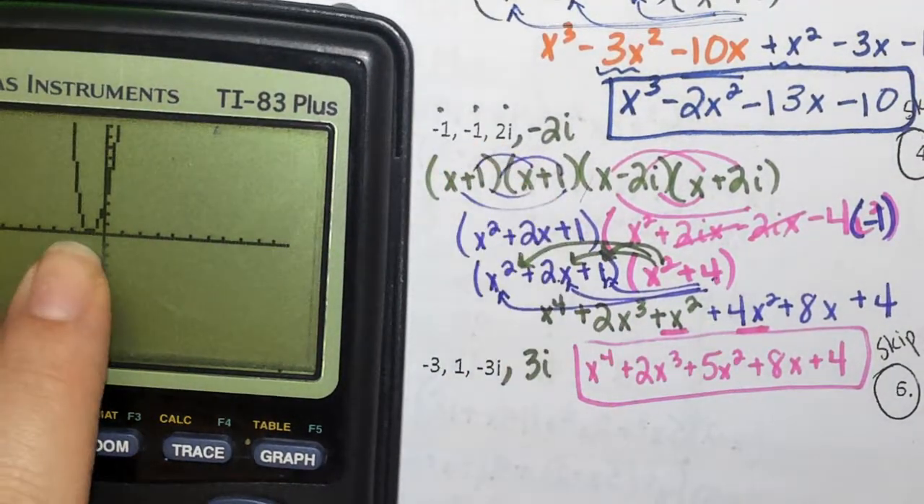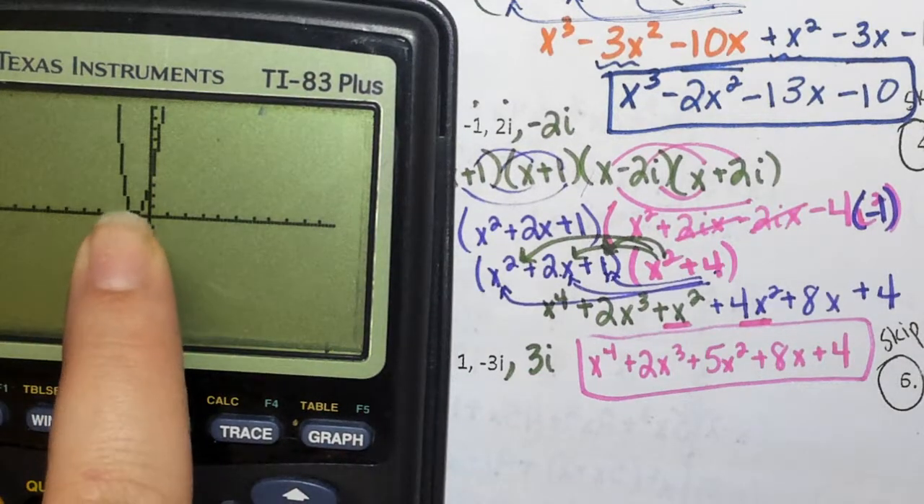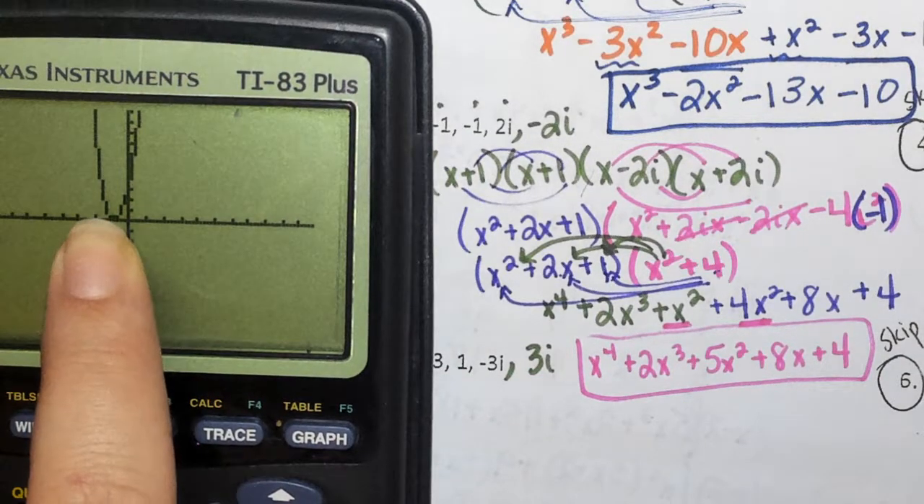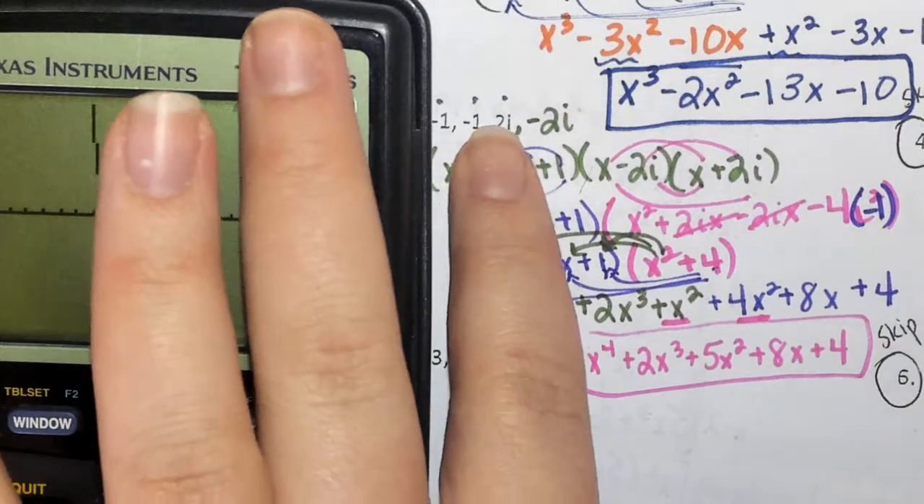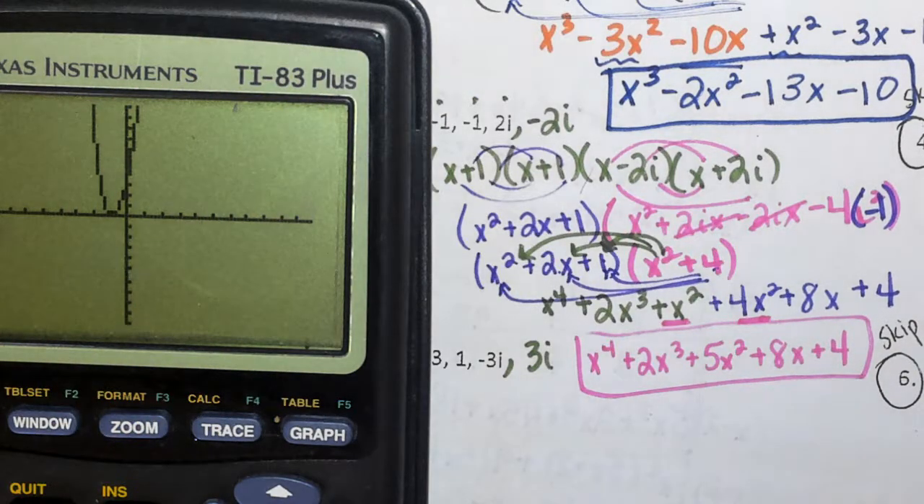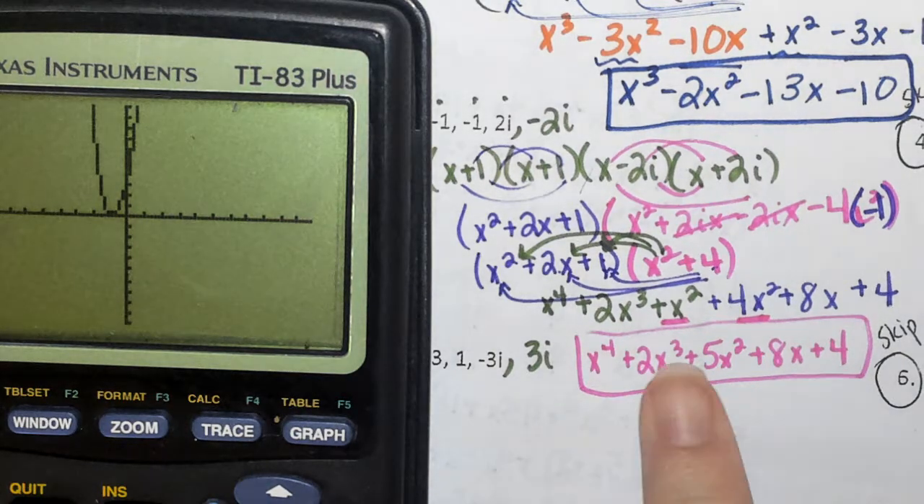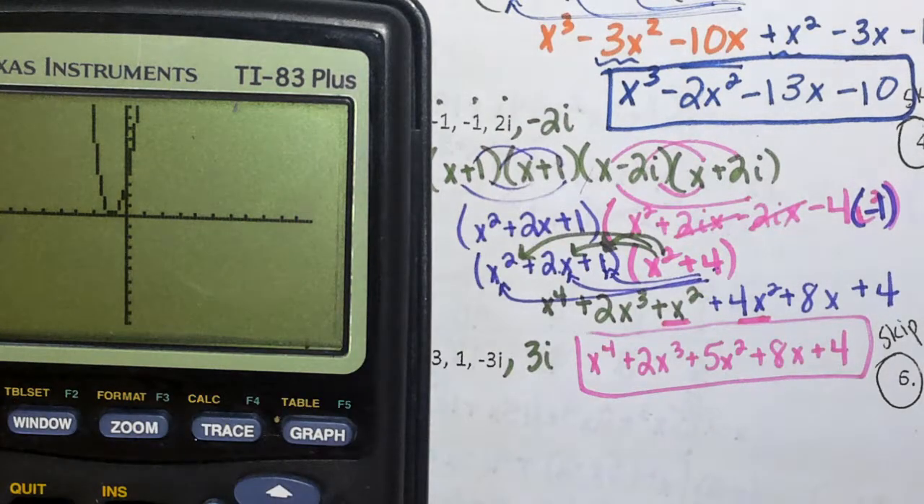So are we surprised we see a multiplicity of 2 with that hump at -1? No, that's exactly what we wanted. And then the plus 2i and the minus 2i, we weren't supposed to see those imaginary things on our graph anyway. So the fact that it doesn't cross the x-axis anymore, I'm happy. I know my polynomial actually matches my zeros, so I've done a good job.